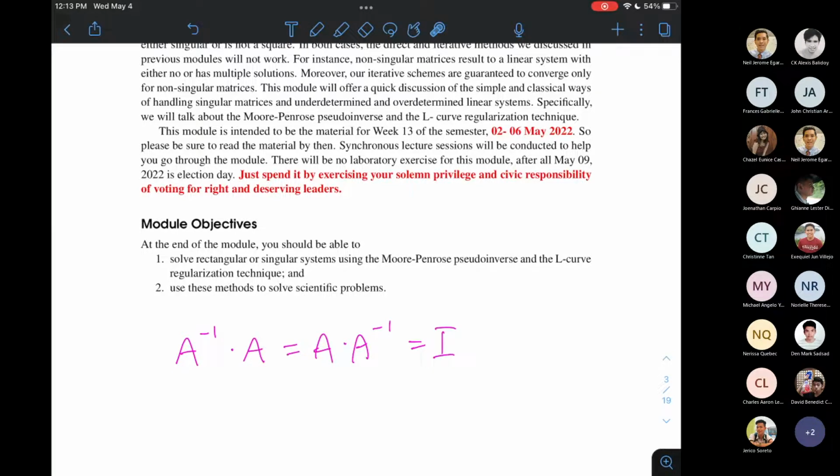Yun yung ayaw nating mangyari. Kasi nga sa physical phenomenon, usually yung right-hand side siya ay measurements. And measurements are prone to errors. May margin of error yan palagi, para mga surveys lamang. So, walang perfect measuring device.